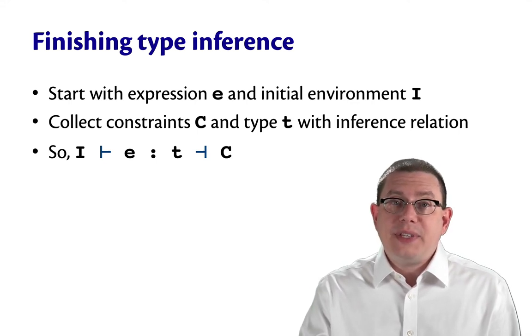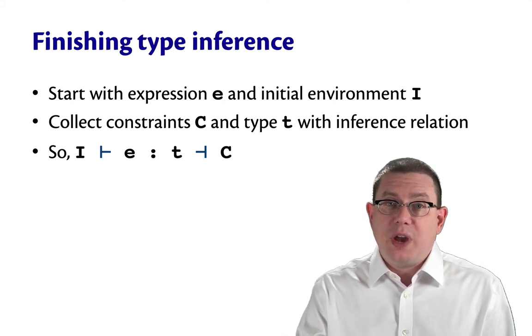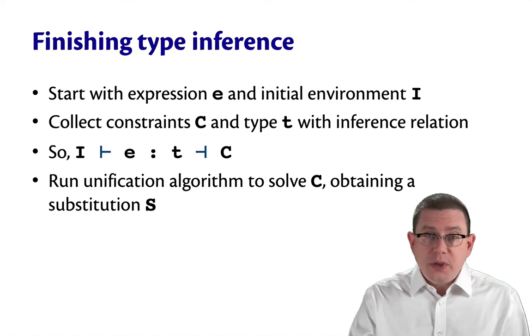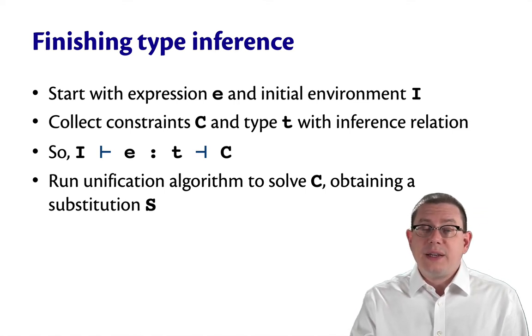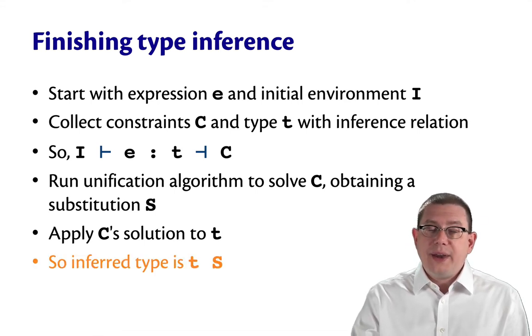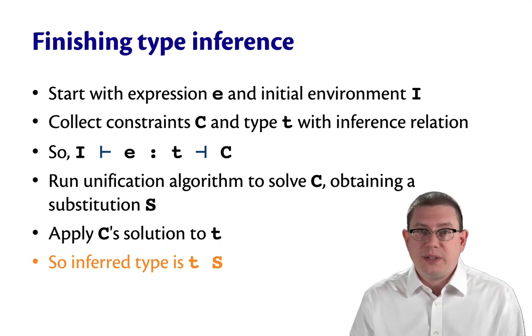Now that type T doesn't necessarily tell us everything we need to know, because we need to solve that set of constraints and get a substitution. So that's what we do next. We run the unification algorithm on that set, we get the substitution S, and we apply that back to T. So the final inferred type of expression E will be T with the substitution S applied to it.